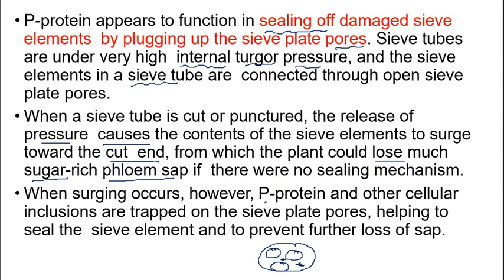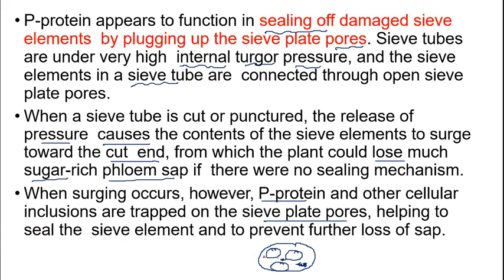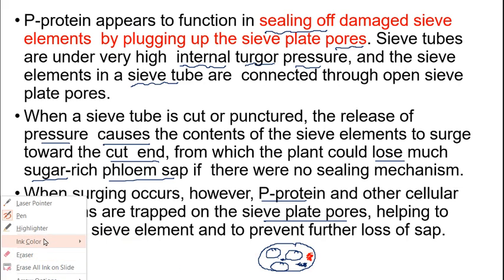So what does P protein do in that case? Whenever there is any kind of injury, this P protein and other cellular inclusions are trapped on the sieve plate pores. If I change the color, see, if this red part is the injury, in that case what will happen?